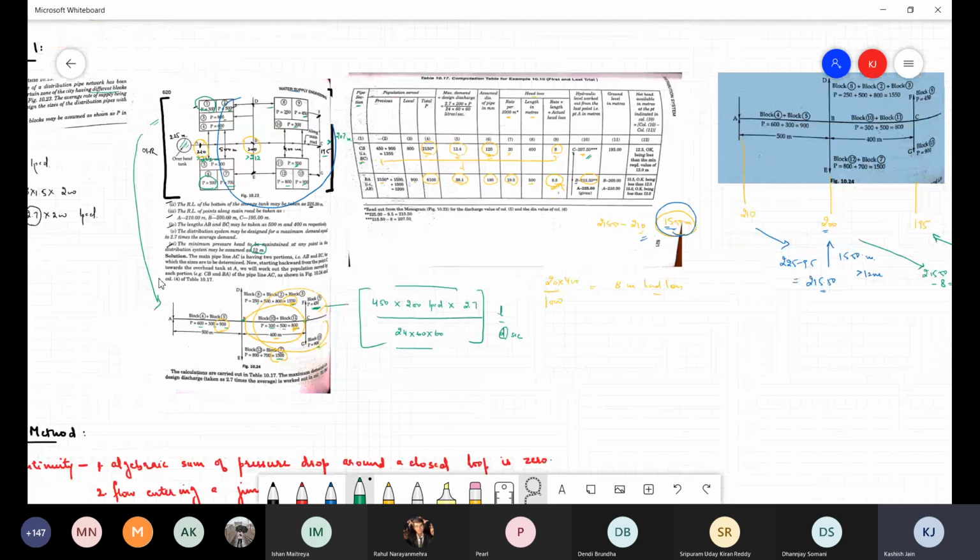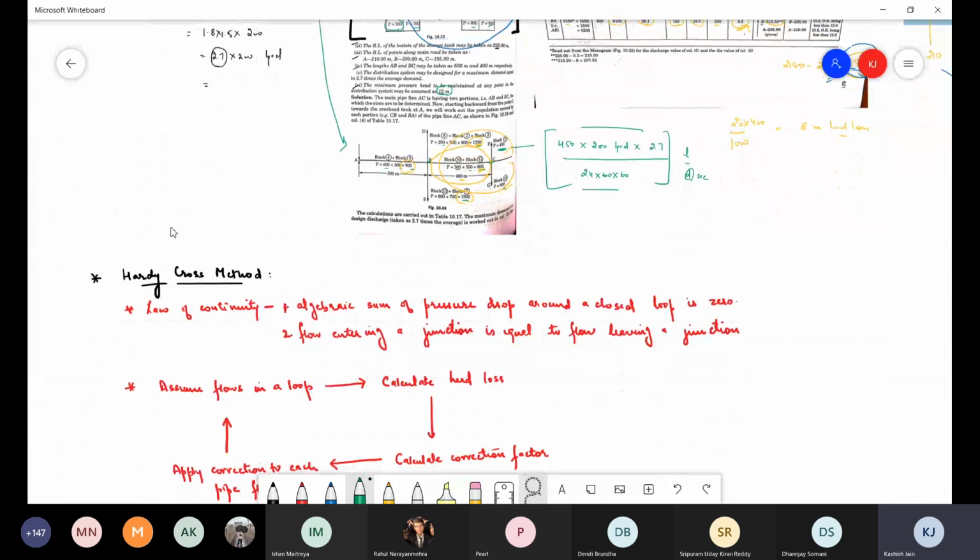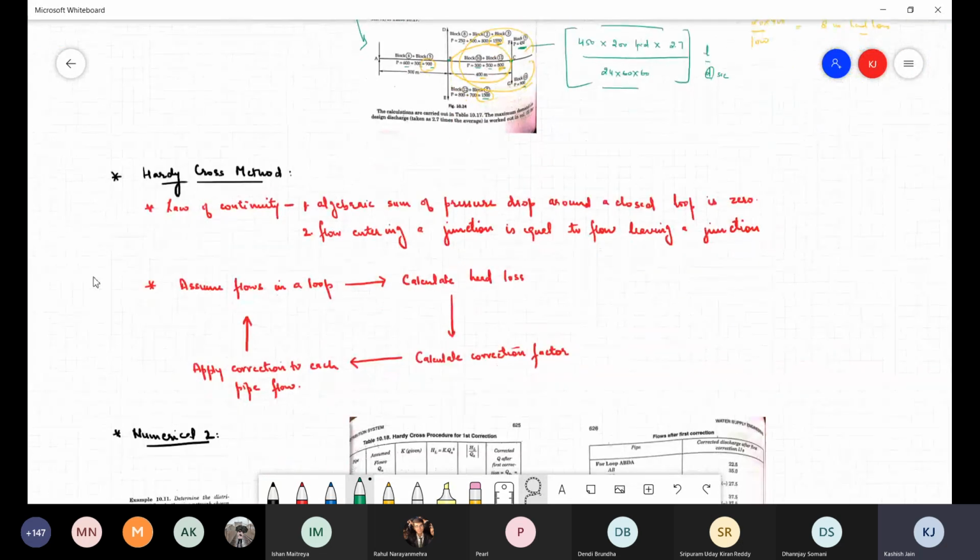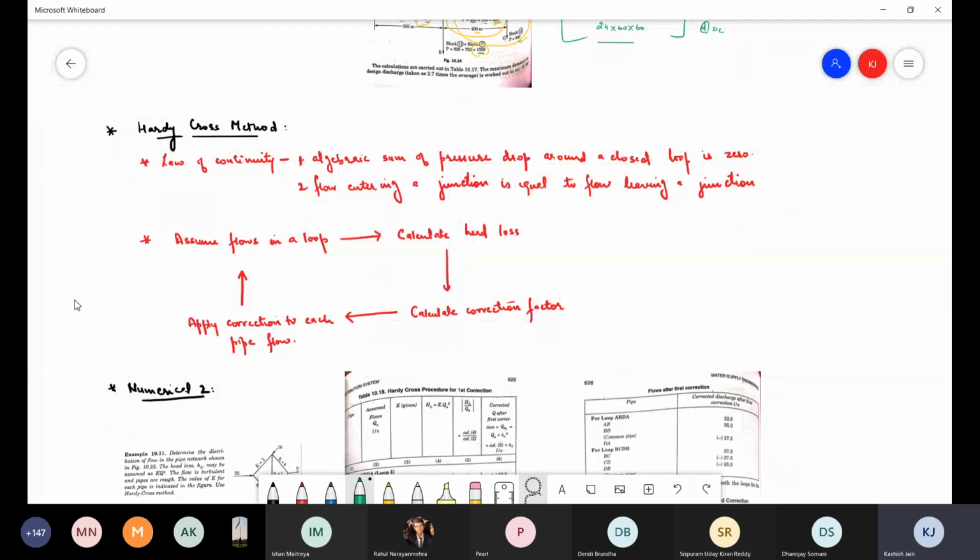Moving on, the next thing is the Hardy-Cross method. I'll try to quickly go through it.